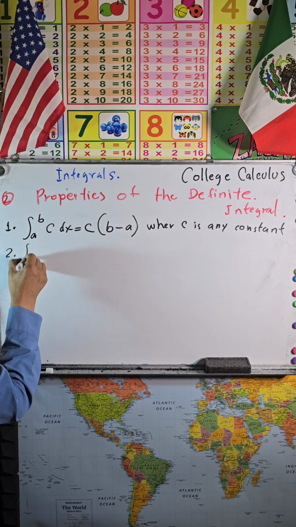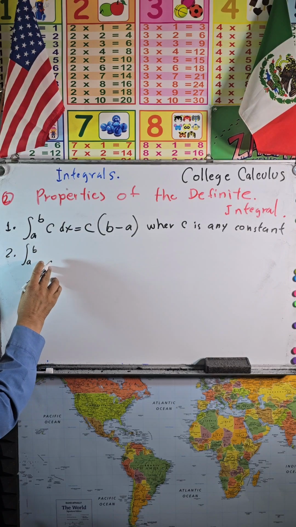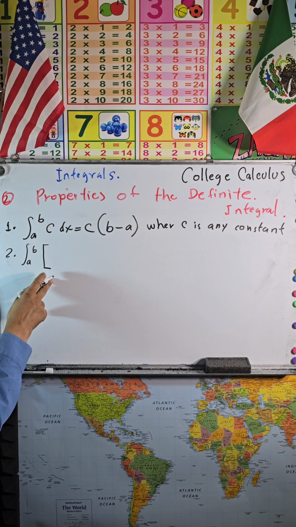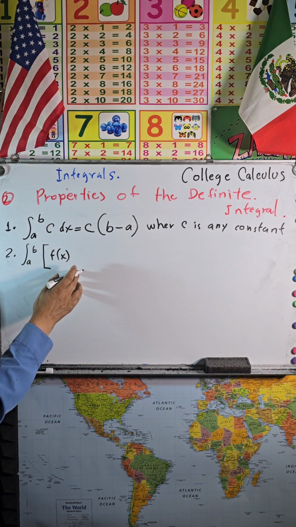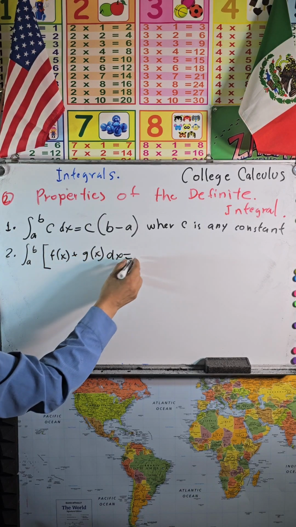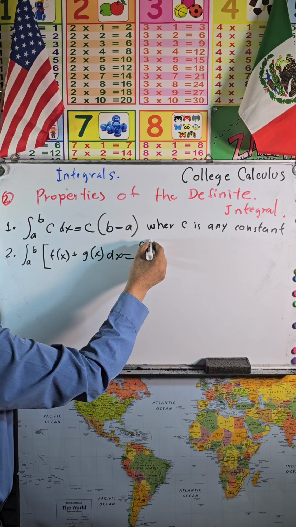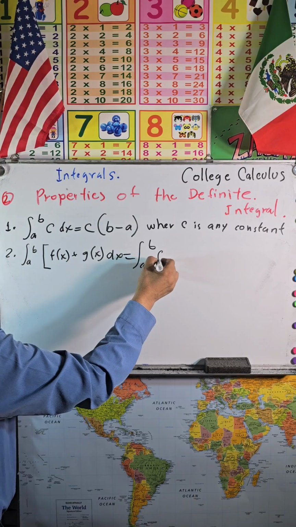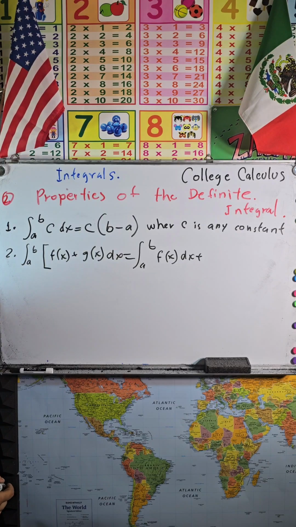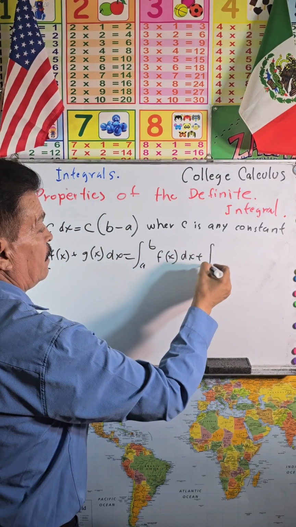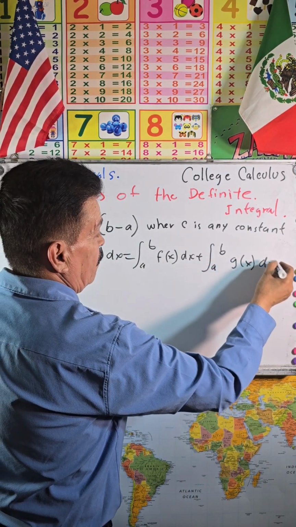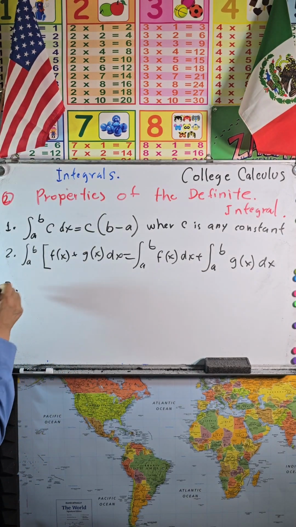So property number 2. Again, integral from a to b, but here in number 2 we will have the open bracket f of x plus g of x, differential of x, equals the integral from a to b of f of x differential of x plus, again, the integral from a to b of g of x differential of x. Okay, it's number 2.